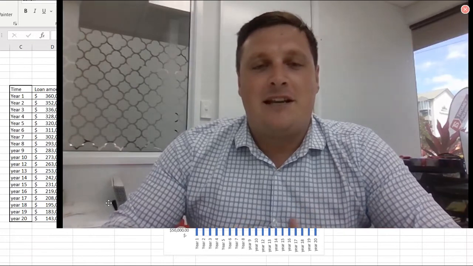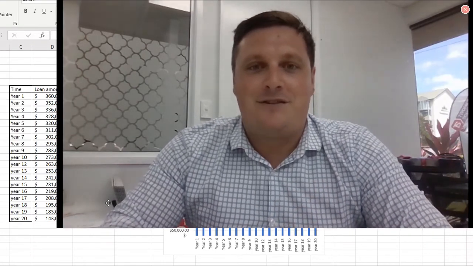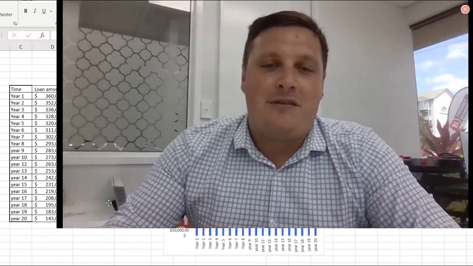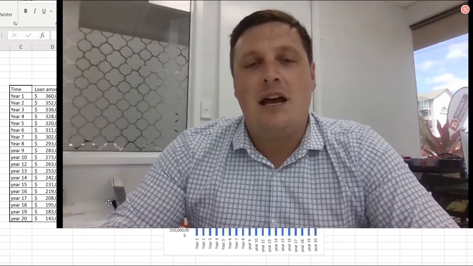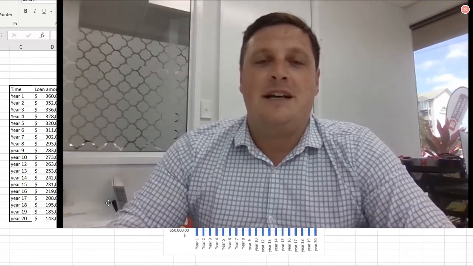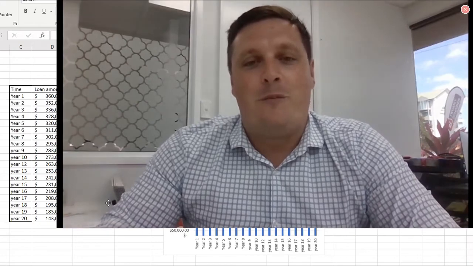Obviously, this is pretty much set. We've had set interest rates through this example, a set growth rate through this example, so things will change, but it does provide you a really good idea of just how powerful compound growth is.